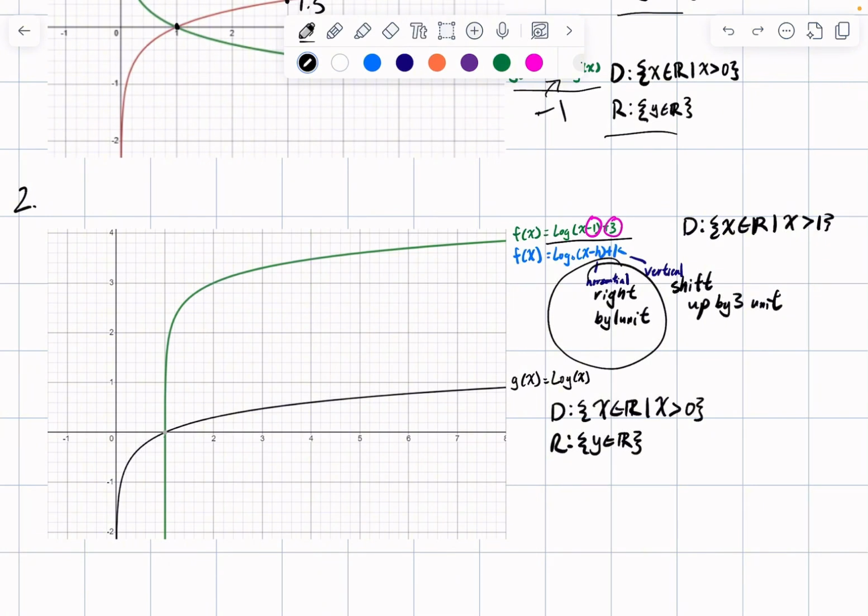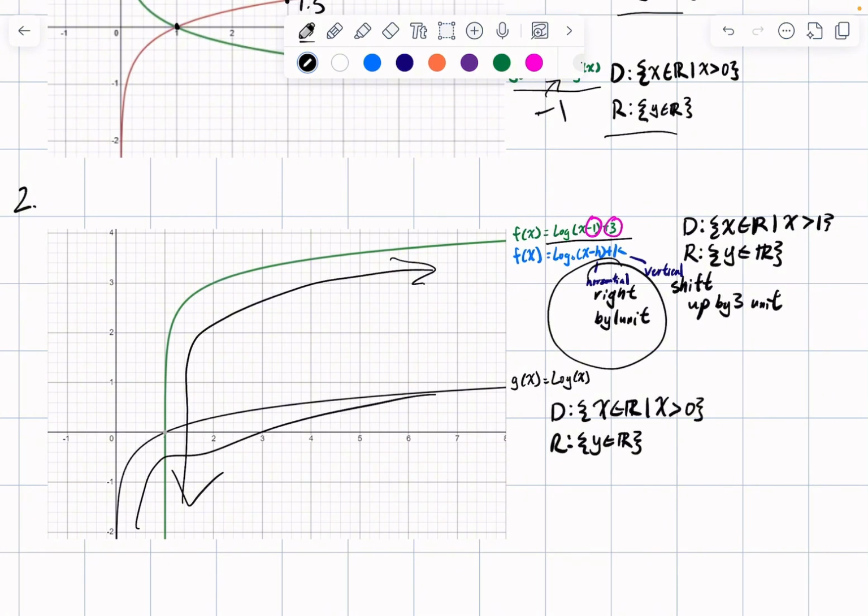And now our range. So even though there is a vertical shift up by 3 units, it doesn't affect the range. The range is still y equal to the real numbers. And even if a horizontal shift and a vertical shift are made, it still doesn't change its shape. It is still the same shape as the original function.